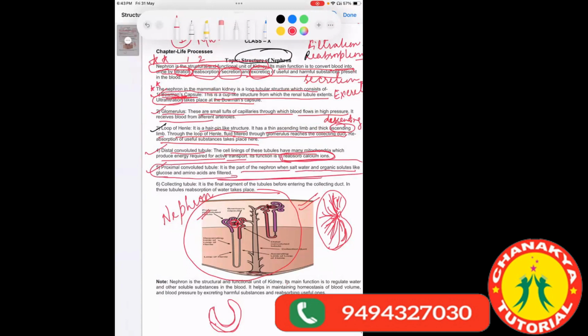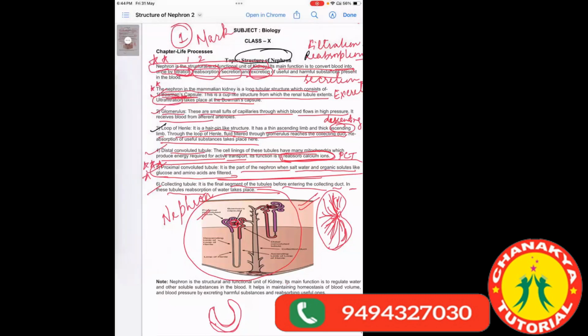Very, very important. So name the place where the glucose, amino acids and salts will be reabsorbed. They are reabsorbed in the PCT, proximal convoluted tubule. Then the last part, the collecting duct. It is the final segment of the tubule before entering the collecting duct. In this tubule, reabsorption of water takes place. So here, only the water will be reabsorbed, and then the leftover will be passed to the ureter.